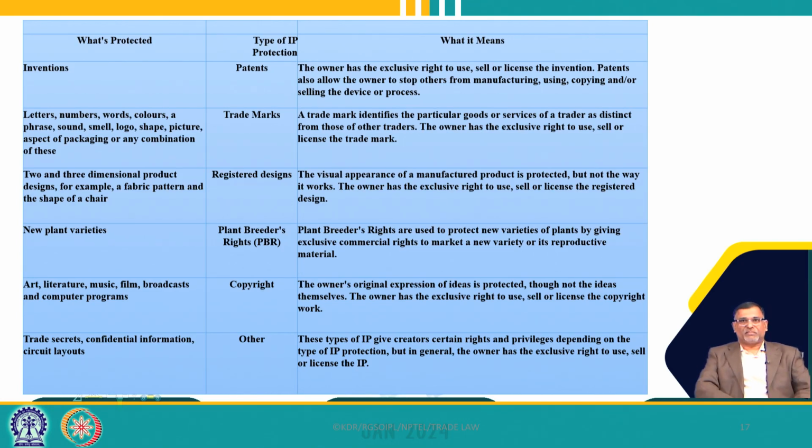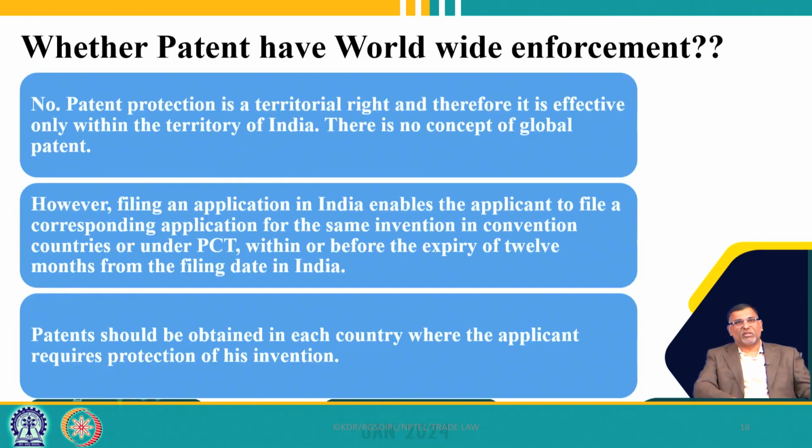We can see that the owner of the patent gets an exclusive right for a limited period of time, now 20 years, to use, to sell, to license that particular invention. It is also known as a negative right, because the patent owner gets an exclusive right for a period of time, excluding all others from manufacturing, using, copying and selling the device or the process. So, it is a negative right which is exercised by the patent owner.